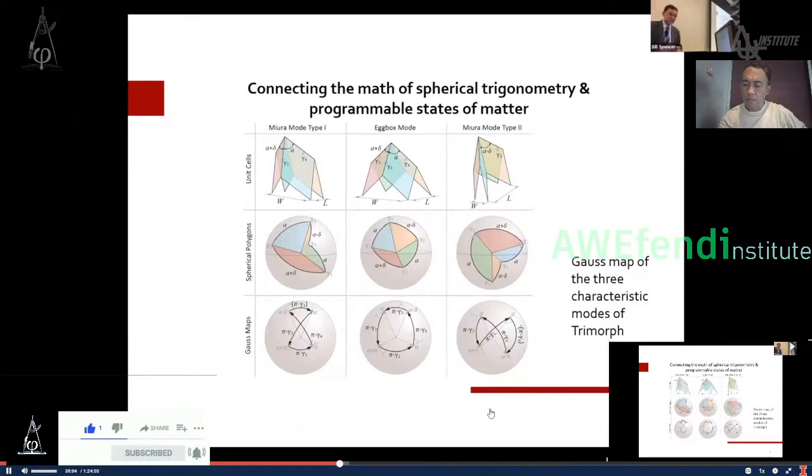And then we wanted to connect the math of the spherical trigonometry and the programmable states of matter. We have these 3 states, one type of Miura, another type, and the egg box. And these are the spherical polygons. And here we have the Gauss map of the 3 characteristic modes of the trimorph. As we expect, for example, the egg box is a spherical quad in the Gauss map, and the Miura is always a bow tie, but you can see that they are in different orientations.